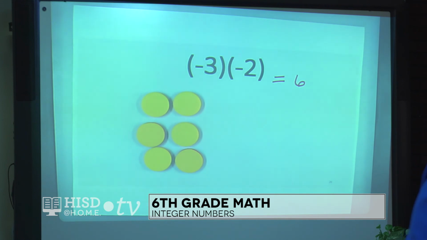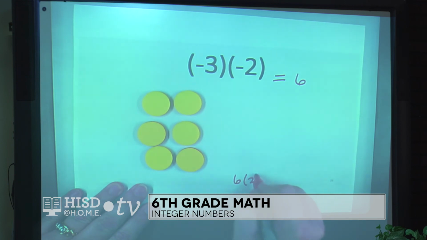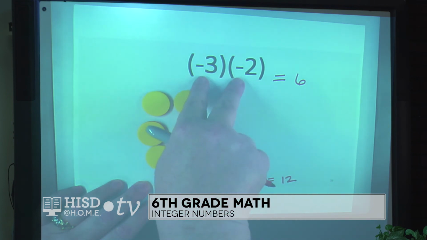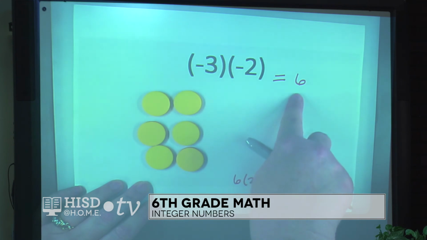Remember, I had problems where I had one negative number and one positive number, and I ended up with a negative answer. This time, I had a positive number times a positive number. Nope, I had a negative number times a negative number, and it ended up positive. If I do a positive number times a positive number, like 6 times 2, that gives me 12. So if I multiply 2 positive numbers together, I get a positive answer. If I multiply 2 negative numbers together, I get a positive answer.